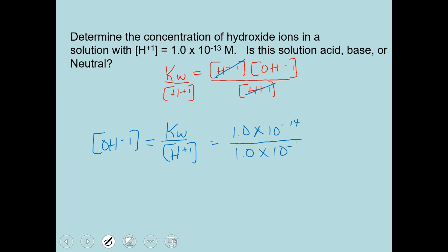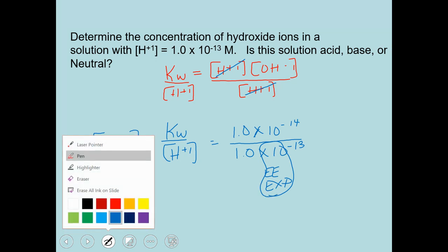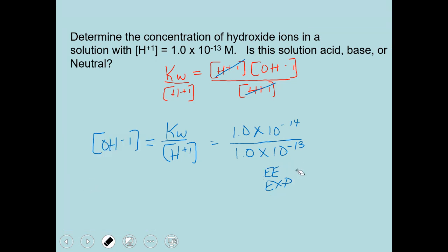Now, one of the things here is that you're going to have to remember how to use that EE button or the EXP to do the powers of 10 on your calculator. Okay. So give that a try. And you should get the answer when you solve this one. And then that's the label for molarity.